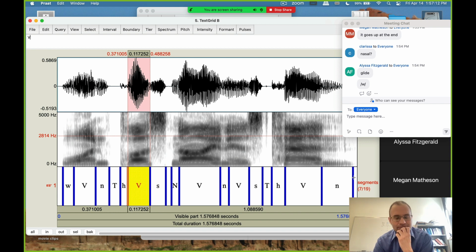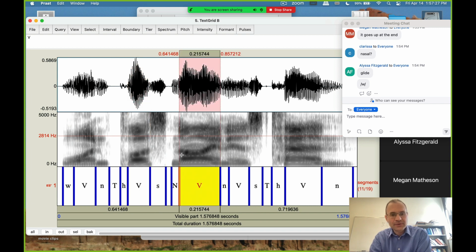I had a question. When it comes to the vowels, because we know that everything around the vowel will affect it, where is the best place to check the formant? Like right in the middle? Yeah, so you kind of want to look at the middle.